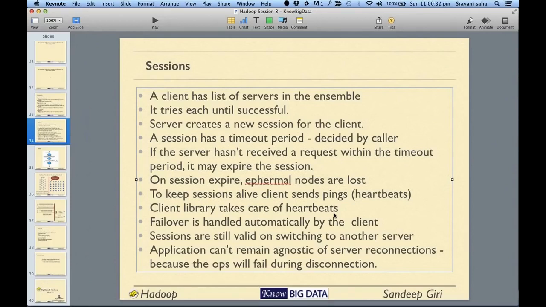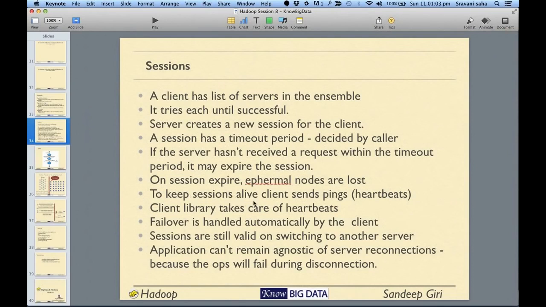If the server hasn't received a request within the timeout, so whenever your library is connecting to the server, it will also tell that this is the timeout period I'm looking for. And if the server does not receive any request, or there is an idle scenario for more than the timeout period, the session will expire.